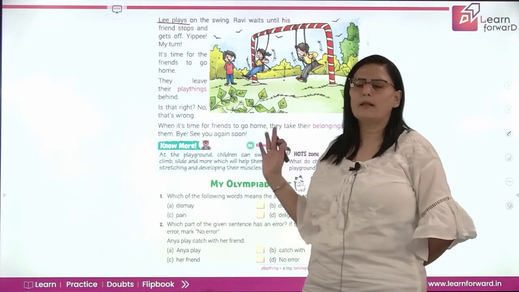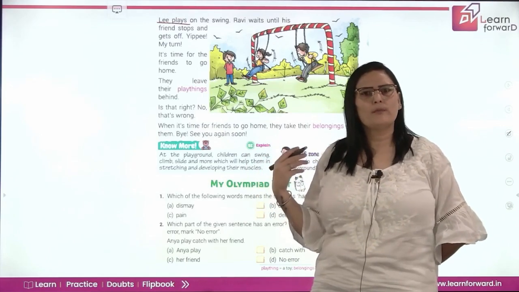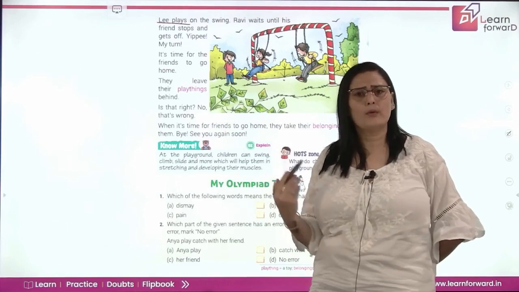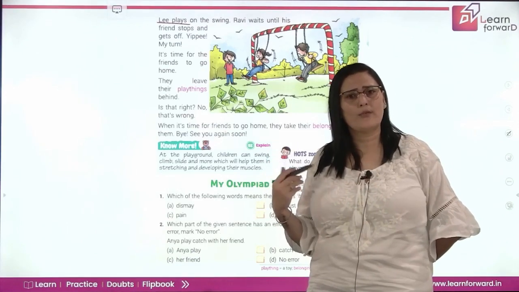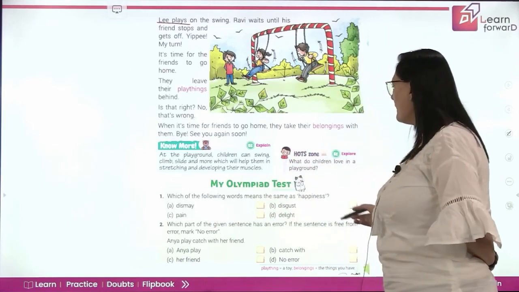So we have talked about so many children. Some of them used the slides, seesaw, swings, and played with the ball, but some of them were very careful while others were a little careless. Okay, so now let's come to the exercise.